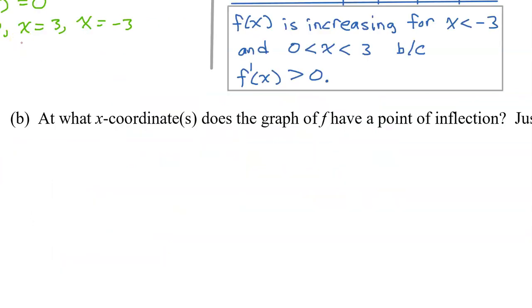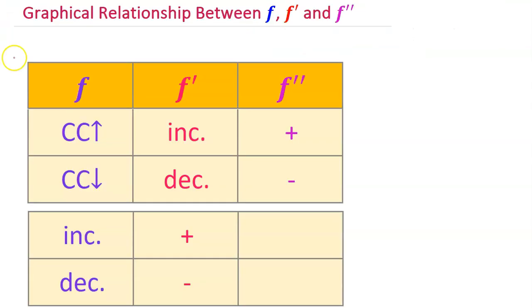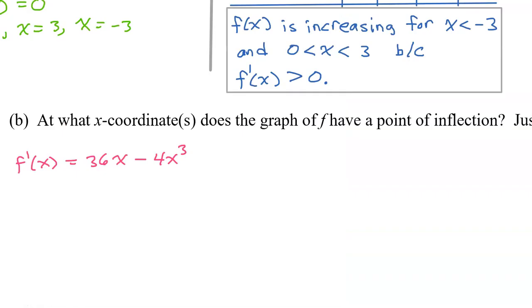Part B, at what x coordinates does the graph of f have a point of inflection? So remember, a point of inflection is where the function changes concavity. For example, if it changes from concave up to concave down, you have a point of inflection. But let's reflect on those graphical relationships that we have memorized. F will be concave up when f double prime is positive, and concave down where f double prime is negative.